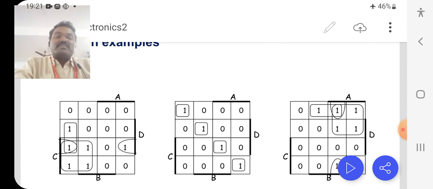So this is the group formation, and applying the procedure we can do the K-map simplification.